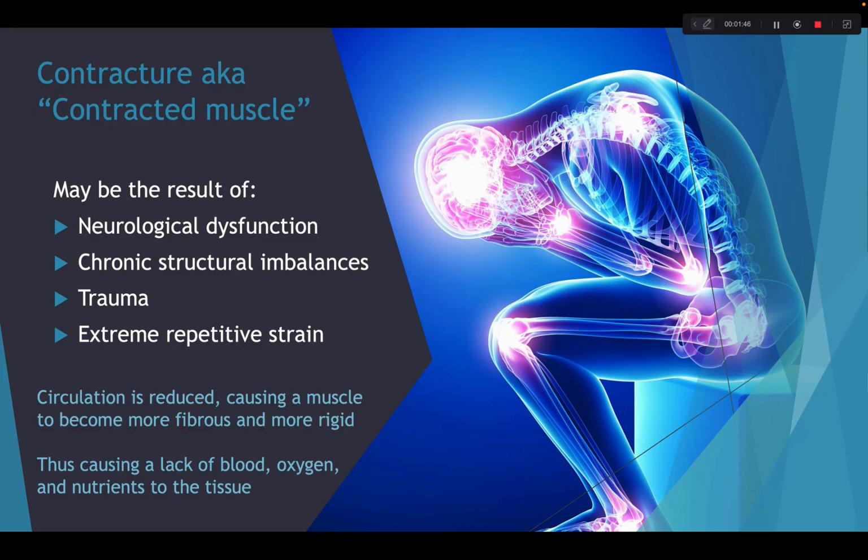It may be the result of a neurological dysfunction, a chronic structural imbalance, trauma, or extreme repetitive strain. When this happens, the circulation is reduced. You have a contracted muscle, maybe due to trauma. Circulation is reduced. It causes the muscle to become more fibrous and more rigid. This causes a lack of blood, lack of oxygen and nutrients to the tissue. And that's where our job comes in.